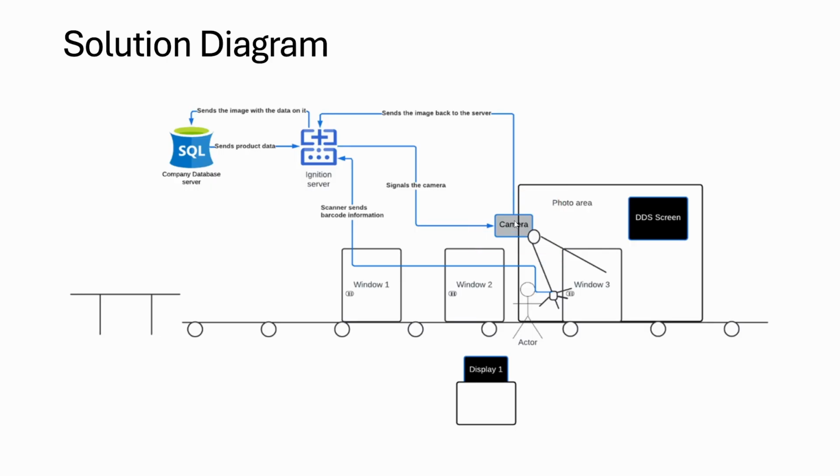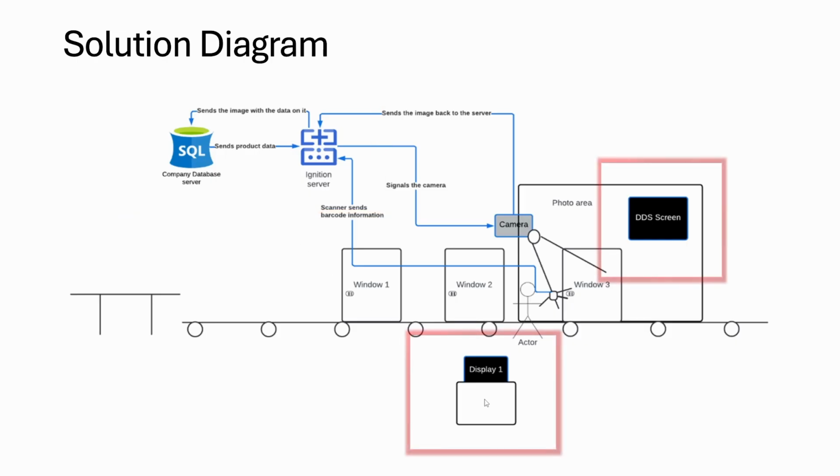Once we have this snapshot, it goes back to the Ignition server, where we end up pulling data from the company's database and combining it with this image. Once we have this image with the relevant information overlaid on top of it, the image is sent back to the database and also to a display screen at the workstation.